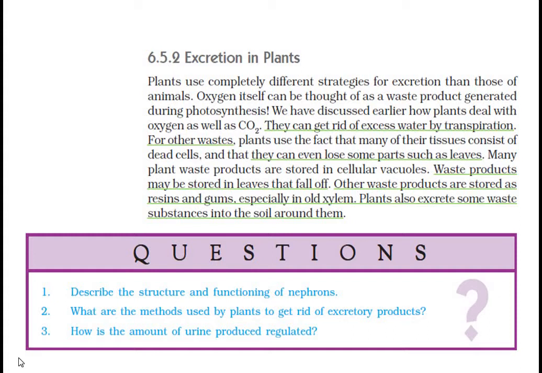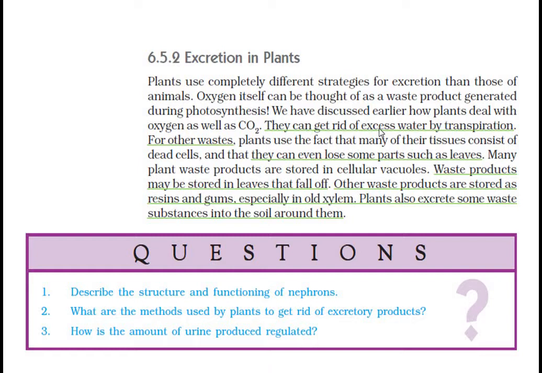You know, the xylem contains xylem fibers, xylem tracheids and vessels. They are dead cells, and they are storage places of resins and gums, in older stems. Plants also excrete some waste substances into the soil around them. So these are the ways of excretion in plants. Okay, so you have to write the underlined part and one line which is not underlined, this one: many plant waste products are stored in cellular vacuole. This also you have to write.